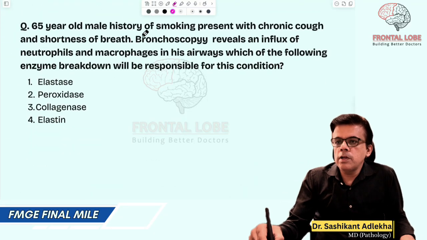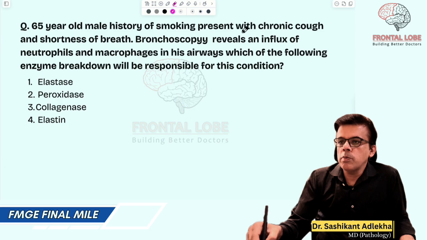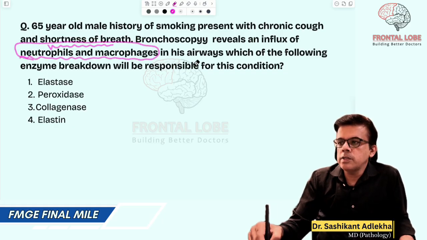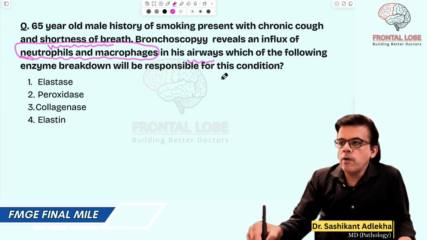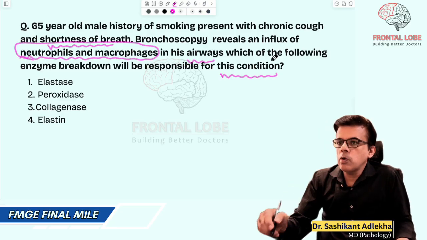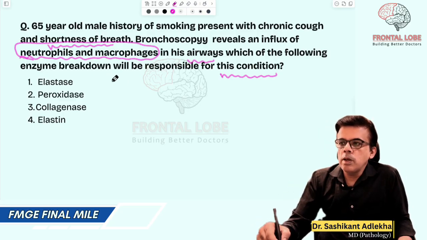Next question, 65-year-old male, history of smoking, presenting with chronic cough and shortness of breath. Bronchoscopy reveals influx of neutrophils and macrophages. So neutrophils and macrophages are there in his airways. Which of the following enzyme breakdown will be responsible for this condition? So here it is talking about chronic cough, shortness of breath. Bronchoscopy reveals neutrophils and macrophages. Which of the enzyme breakdown will be responsible for his condition?